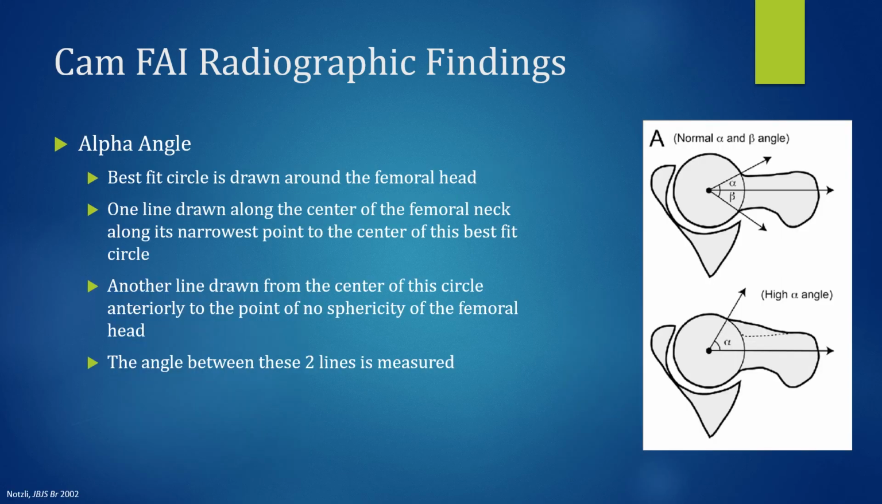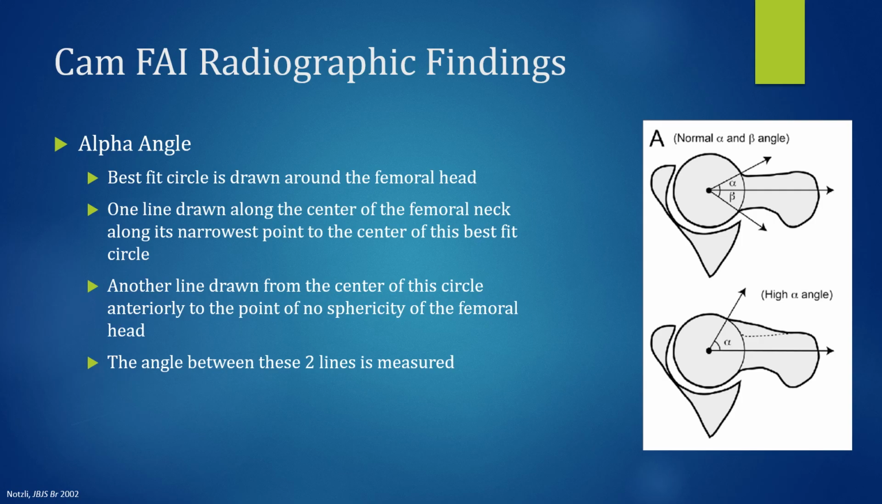One of the most common radiographic measurements for cam FAI is the alpha angle. So first, a circle is drawn around the femoral head in a best fit fashion. Then one line is drawn along the center of the femoral head along its narrowest point so that this line intersects the center of this best fit circle. A second line is then drawn from the center of the circle outwardly in an anterior direction to the point on the femoral head where it loses its sphericity. The alpha angle is then the angle between these two lines.